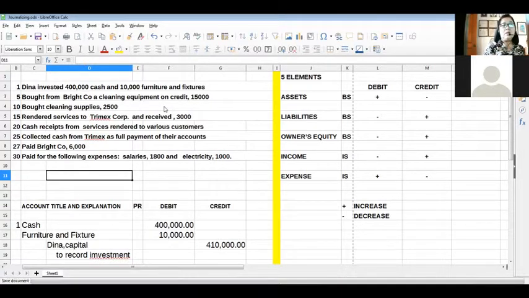Utang. So therefore, meron siyang accounts payable. Nagkaroon siya ng accounts payable at ang accounts payable ay under ng liabilities. Accounts payable is an account under liabilities account. Okay? So nadagdagan ba yung liabilities niya? Yes. So saan mo ilalagay si accounts payable? Sa credit.